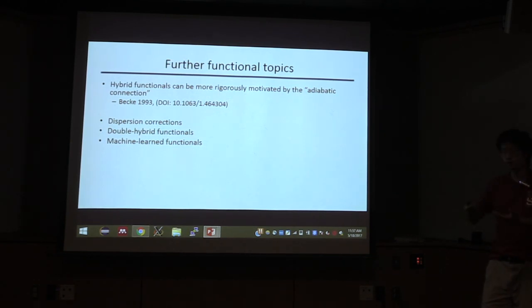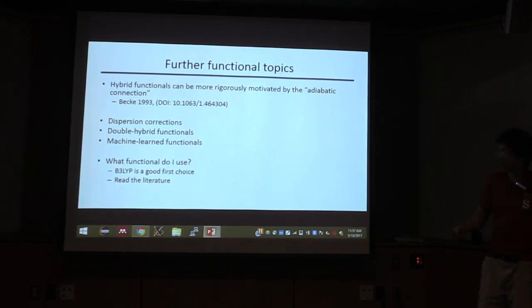So there are more corrections you can add to functionals, dispersion corrections. There are other types, double hybrid functionals, and nowadays, because the exchange correlation functional is so complicated, they're even trying to use machine learning to find the best one.